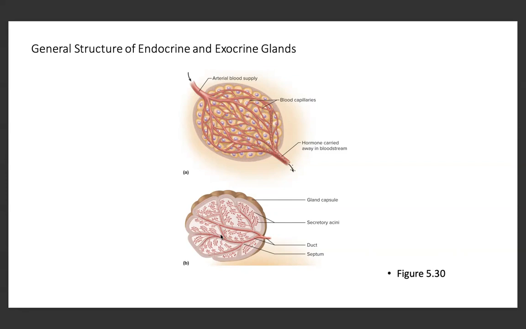Make sure the fluid goes to exactly where it needs to go. The salivary glands are also an example of exocrine gland. Salivary glands produce saliva, and saliva will be deposited in the oral cavity, which is not very far from the salivary glands.